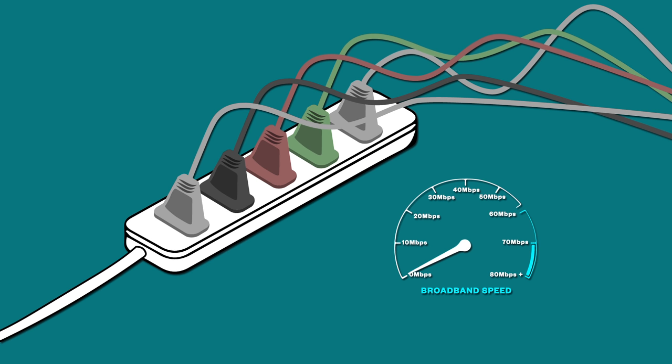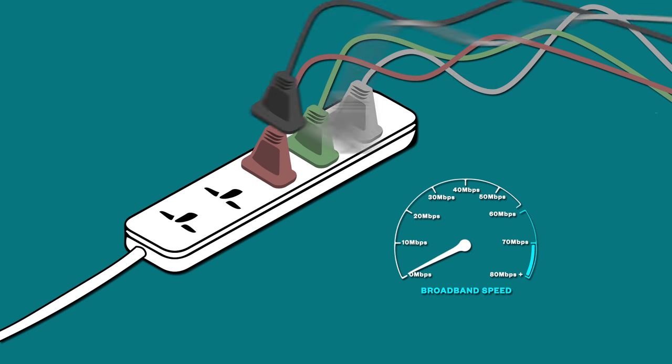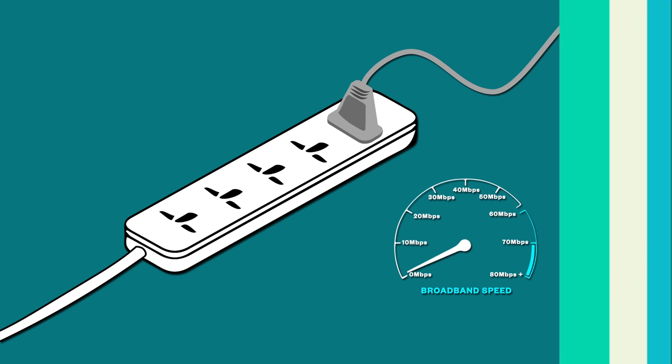Even an extension cable can reduce your internet performance. Using extension cables and sockets between your modem and the jack point can reduce the speed of your broadband connection. Instead, use a single short cable.